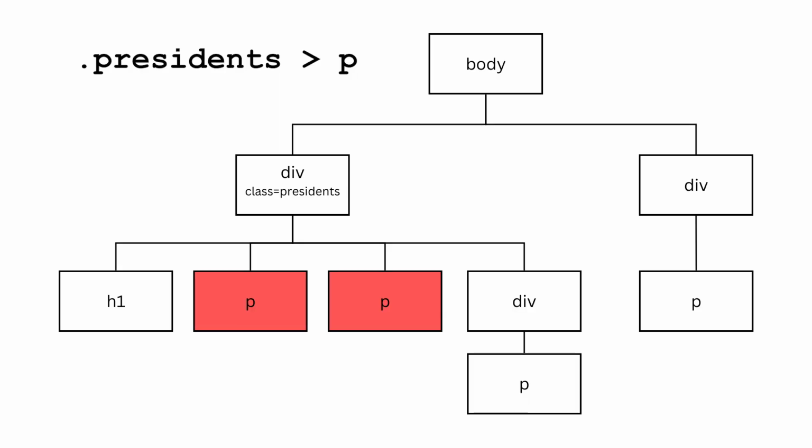Here's the tree diagram that represents that markup. As you can see, we want to select these two paragraphs, which are the children of this div of class presidents. And these are the direct children. We do not want to choose this paragraph, which is not a direct child.